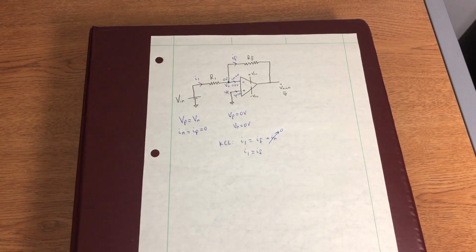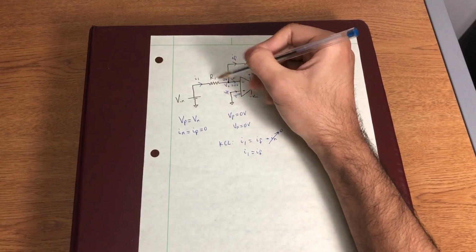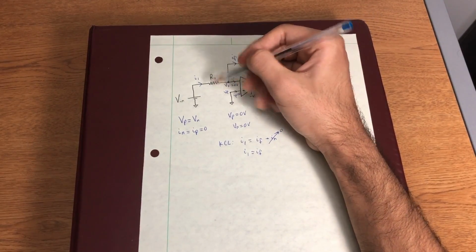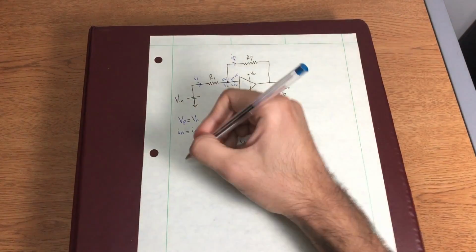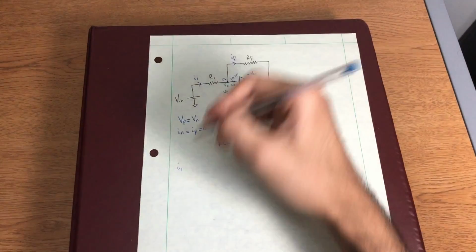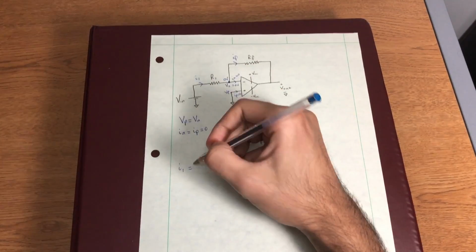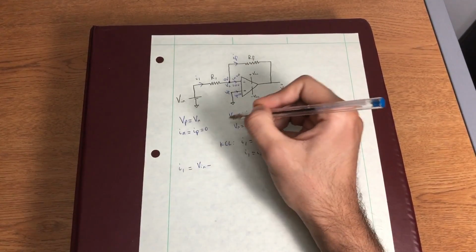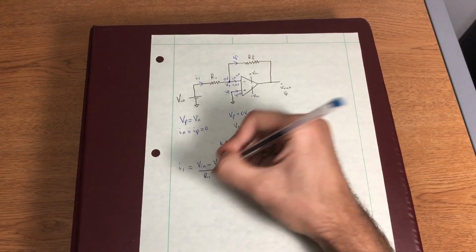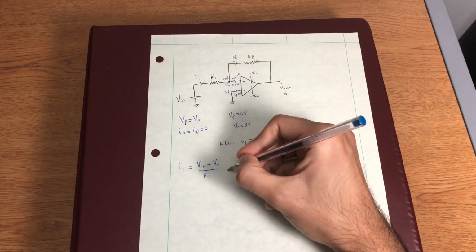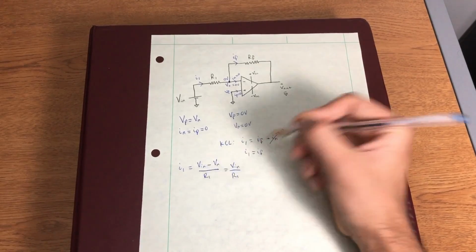Now let's go ahead and calculate these, because we know the voltage at both ends of this resistor, and according to Ohm's law, if we know the voltage and we know the resistance, we can find current. Same applies for this resistor right here. So let's calculate I1 first. I1 is simply equal to the voltage difference across this, which is Vin minus Vn, over R1. And we know Vn is equal to 0 volts, so I1 will simply be equal to Vin over R1.